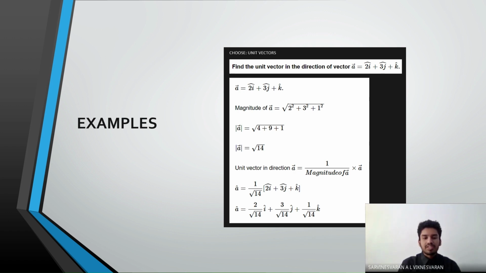the next step, which is the unit vector in direction A equals 1 over magnitude of A times A. So this is the following step, which is A equals 1 over square root 14 in the brackets of 2i plus 3j plus k. So the answer is the following, which is A equals 2 over square root 14 i plus 3 over square root 14 j plus 1 over square root 14 k.